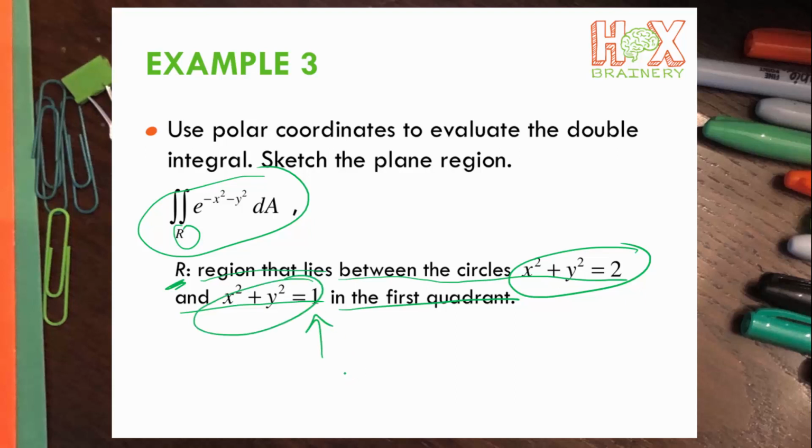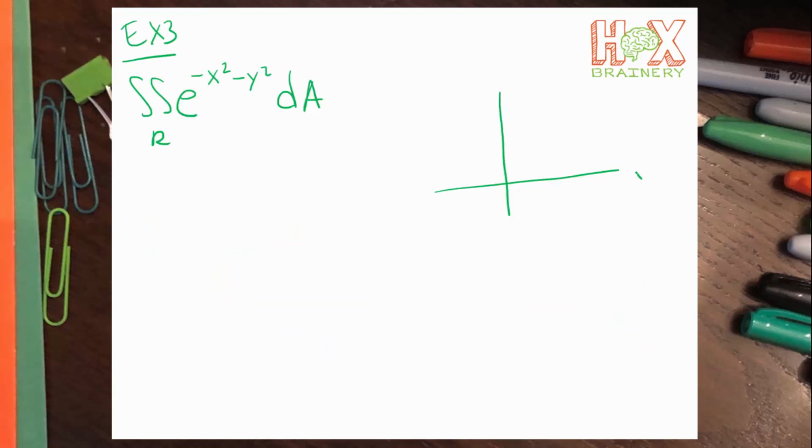So this has radius 1, this has radius square root 2, and we're in the first quadrant. So we're in this first quadrant right here, and you have a circle with radius 1, and then another circle, radius square root 2. So this here is your region, right there.